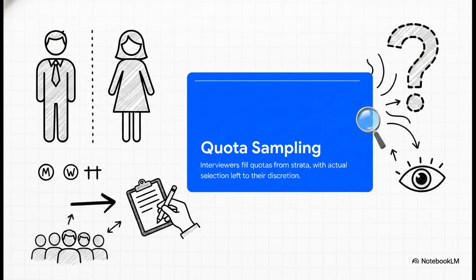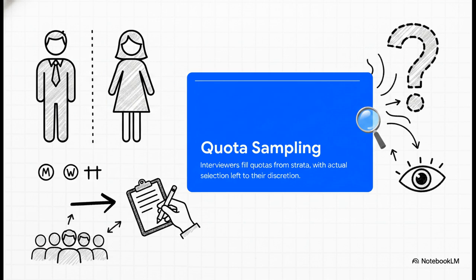Finally, for this toolkit, we have quota sampling. This is where interviewers are given very specific quotas to fill from different demographics or strata. They might be told, hey, go find 50 men and 50 women. But, and this is the kicker, the actual selection of which specific individuals to interview is left entirely up to the interviewer's discretion on the ground.